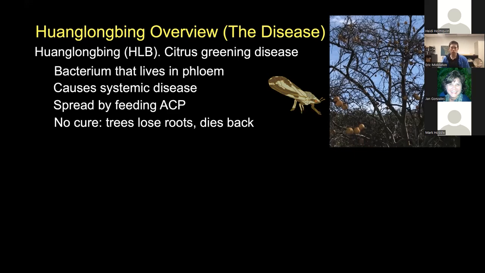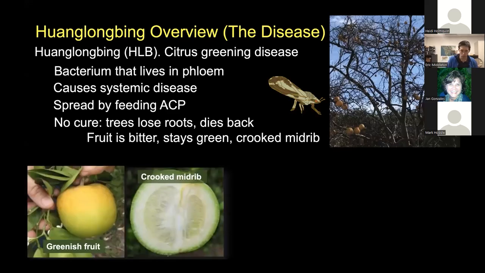The tree begins to lose roots, it starts to die back, and other symptoms begin to appear. If nothing is done, as the disease progresses, the tree will eventually die. This is especially problematic for younger trees, which are more susceptible. Older ones can persist for a while if they have it and the bacterial load is not particularly high. But the problem is, of course, that there's no cure for it.